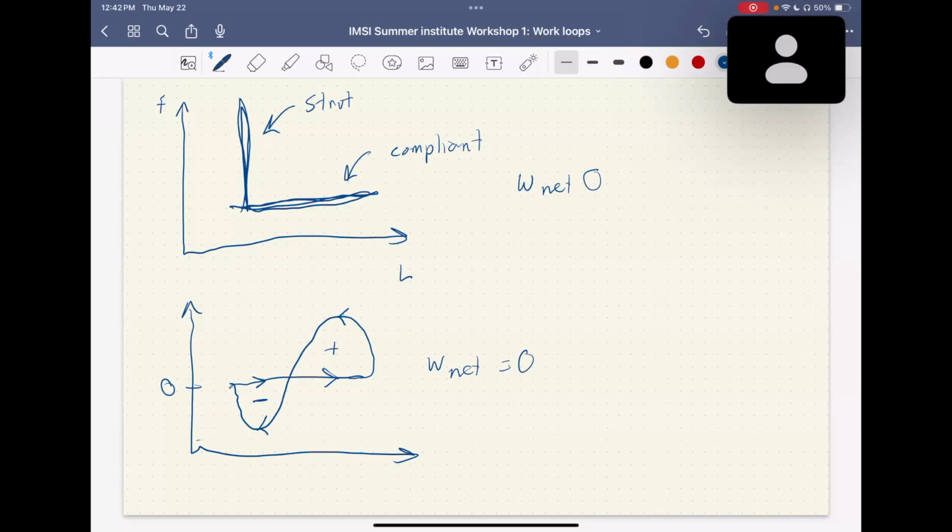So if you just tell us that we have a muscle that produces zero net work, that doesn't actually tell you what the function of that muscle is. It could be a spring, it could be a strut, it could be something like this that acts like a motor and then a brake. Okay.